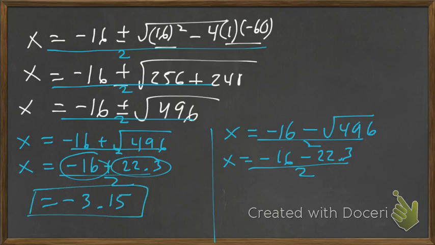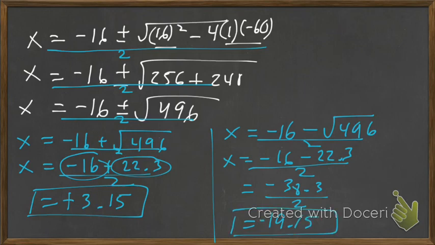All right. On this side, I'm going to have, is this going to be, oh, it's positive, my mistake, sorry about that. This side I'm going to have negative 16 plus 22.3. It's going to be negative 38.3. That's divided by 2. 38.3 is going to be like 19, 19.15. But this is negative, right?